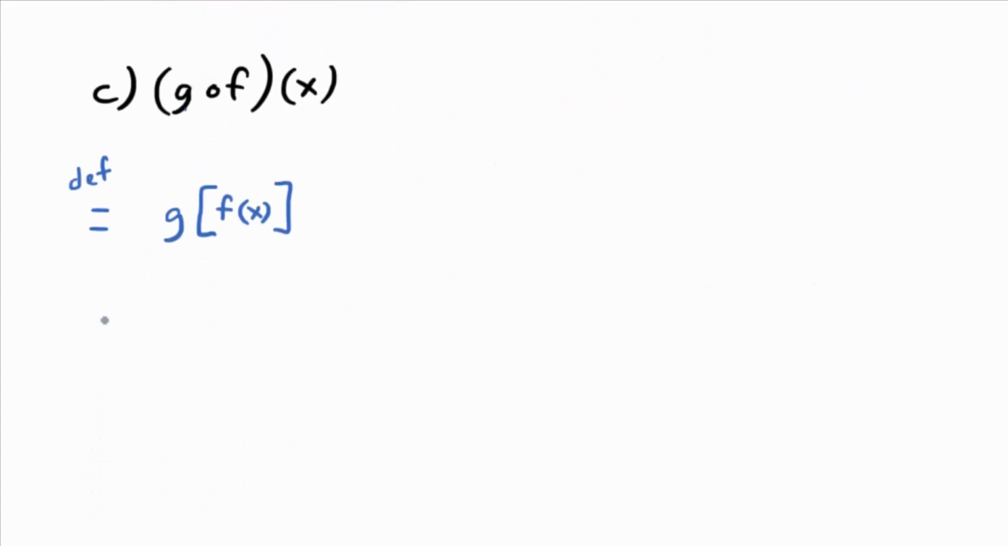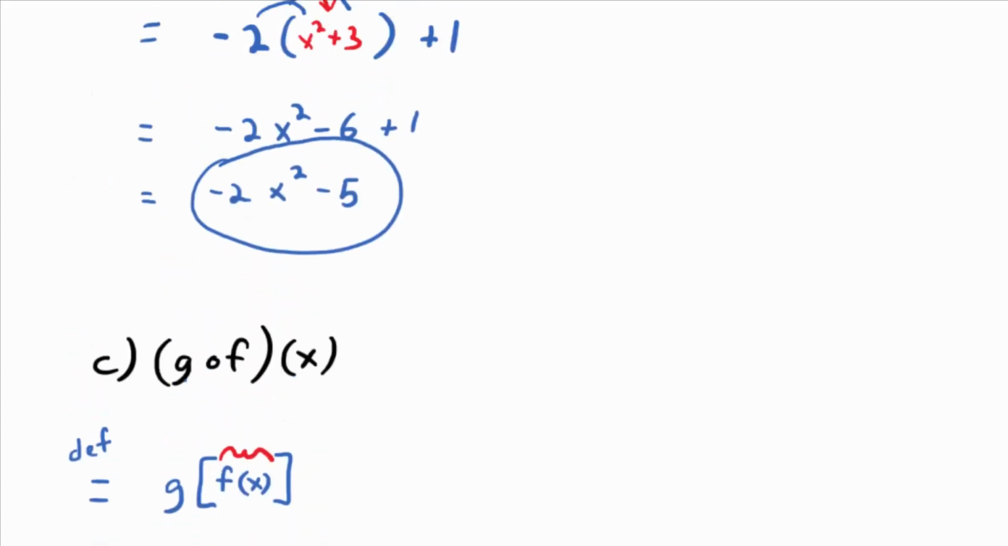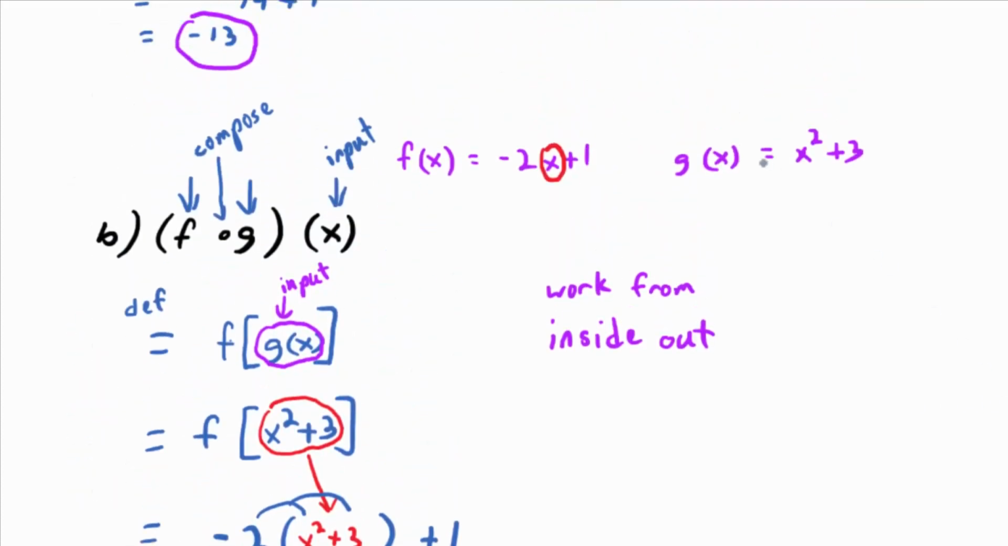So work it from the inside out. I'm going to replace f of x with its formula, which was negative 2x plus 1. Work it from the inside out. Does that make sense so far? Now, what am I going to do with that negative 2x plus 1 in red there? What formula am I going to put it in? I'm going to put it in this formula, right? That's the formula for g.